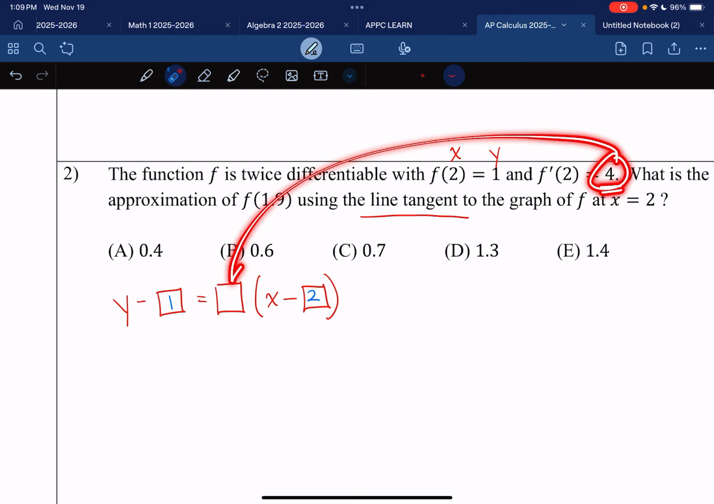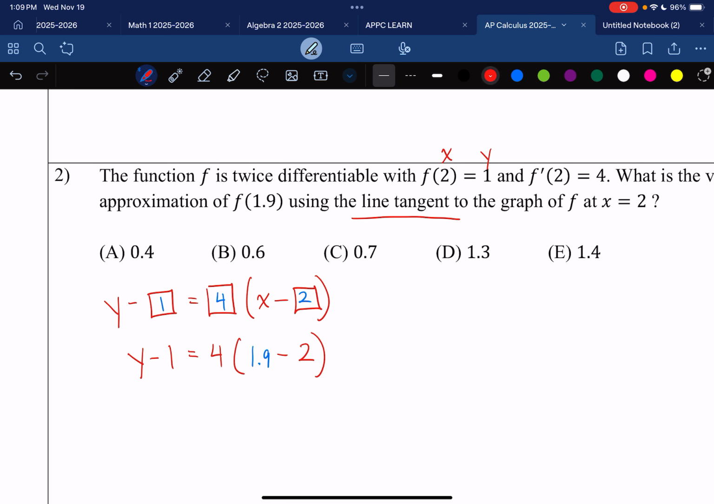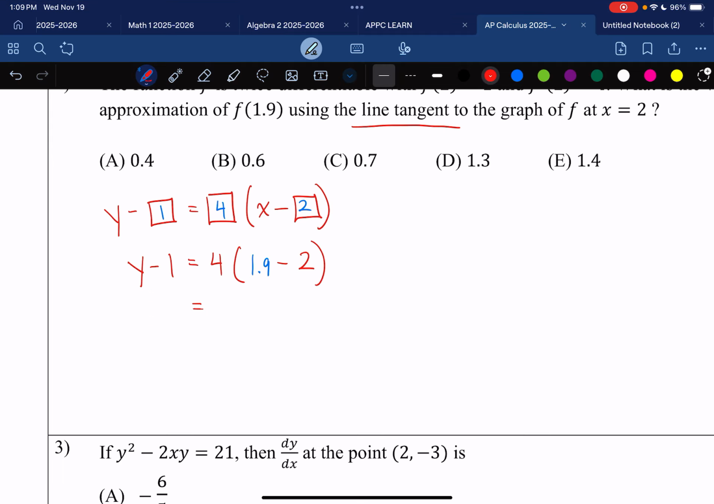The slope is 4. I can plug that in over here as well. I have my equation ready to go, and I'm now going to approximate what 1.9 is, plugging that in for x. Let's do that now. I'm going to say y minus 1 is equal to 4 times that x value minus 2. The x value, again, is 1.9. You should be able to start solving these in your head, but in case you don't know how to do that, let's go nice and slow.